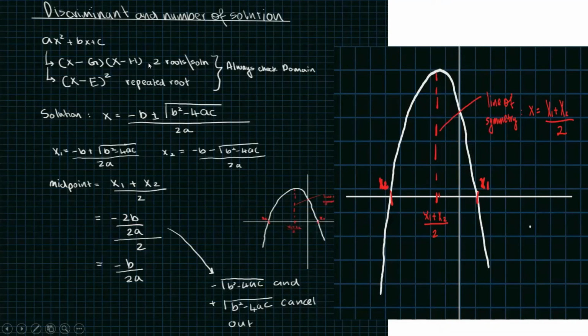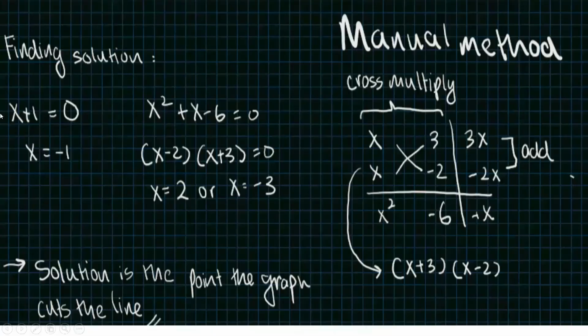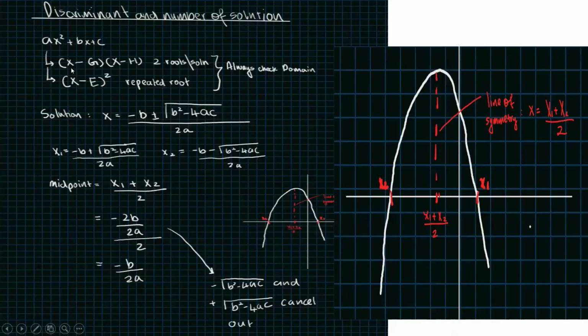Next up, we have discriminant and number of solutions. So like I said, your quadratic equation is represented in this form. It can be factorized in these two forms. So it's x minus g multiplied by x minus h. This shows that you have two solutions. It can also be a repeated root, which is x minus e raised to the power 2. This means it has one solution. There's also a case where there are no solutions, but this is how it's factorized.